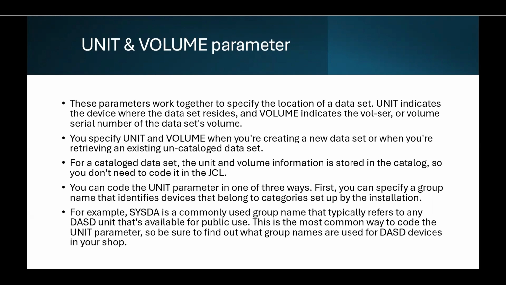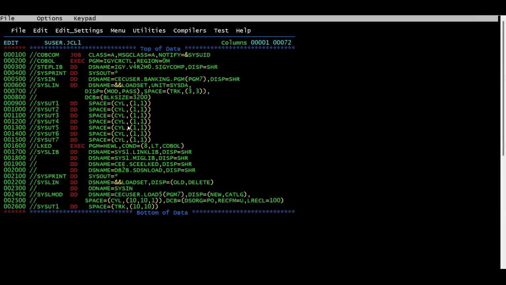If you are creating a new data set, then you can specify the volume or unit parameter. Or when you are retrieving an existing uncatalogued data set, then you specify the unit and volume parameter. For a cataloged data set, the unit and volume information is stored in the catalog, so you don't need to code it in the JCL. In my JCL as well, I don't provide the unit and volume parameter most of the time, because most of the time you are using cataloged files, and that's why you don't provide that information.